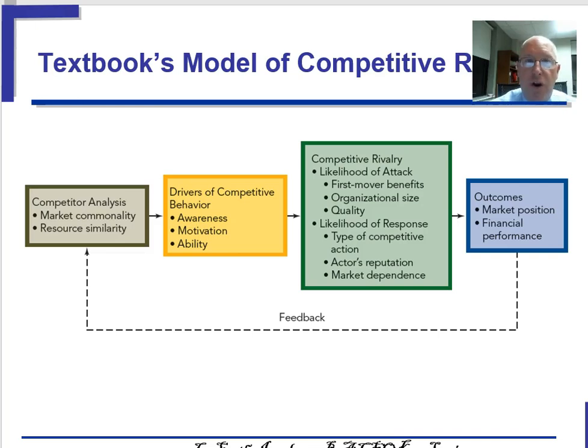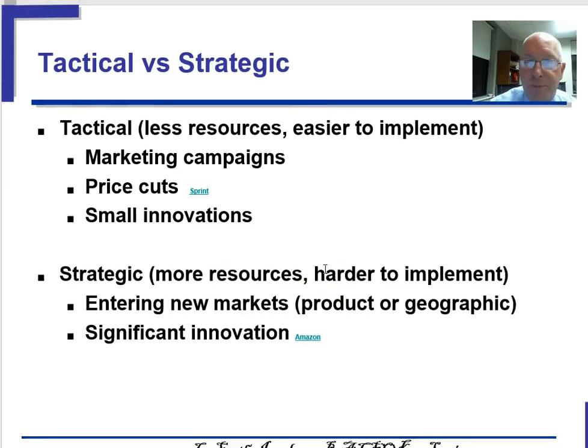So let's dive in. First, we'll start with chapter 5, which is about competitive rivalry. There's a question that plumbs into this idea of resource similarity and market commonality and how that drives things. Also, there are questions about first mover benefits and likelihood of response and likelihood of attack. It's not on the chart, but the question is about multi-market contact, so pay particular attention to multi-market contact when you read the chapter. Make sure you understand the difference between tactical attacks and strategic attacks and the responses to both.